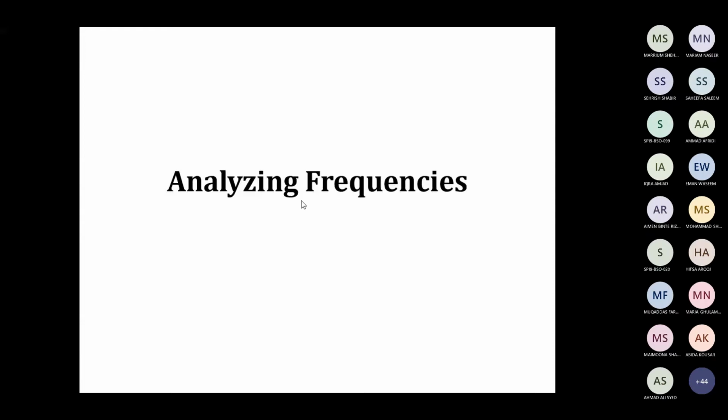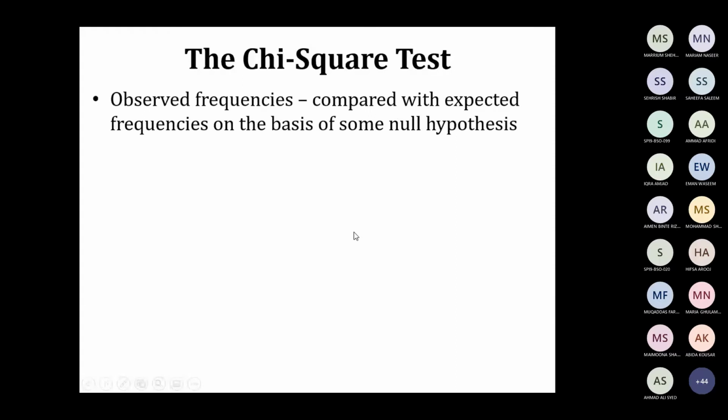Frequencies, right? For analyzing frequencies. So in this chi-square test, what we are going to do is take the observed frequency and calculate the expected frequencies on the basis of some null hypothesis. And then we are going to compare the two frequencies, right? The observed frequencies are those which we have taken out of our experiment or out of our sampling procedure, and the expected frequencies are those which we have to calculate ourselves.